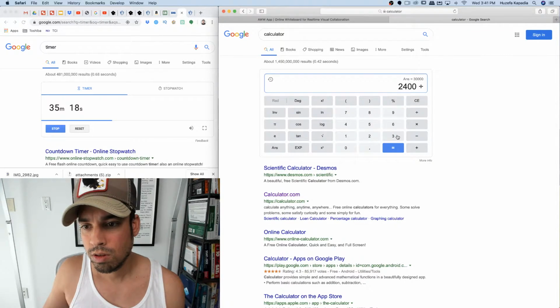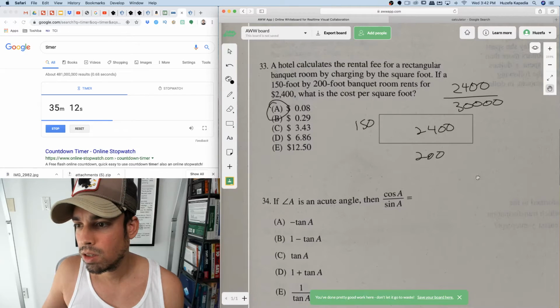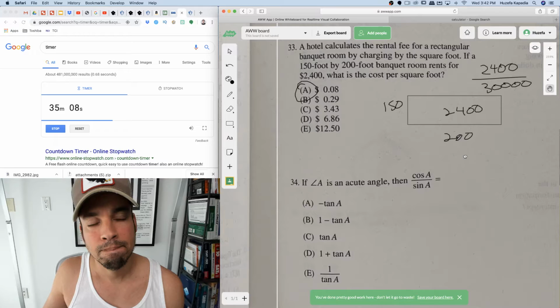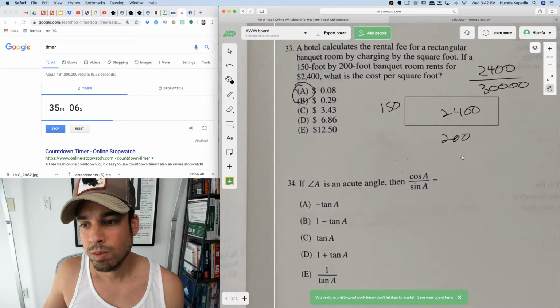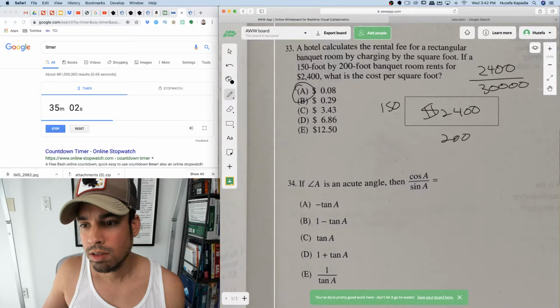2,400. Oops. 0.0. It's 8 cents per square foot. That makes sense. Right? Yeah, that makes sense totally.